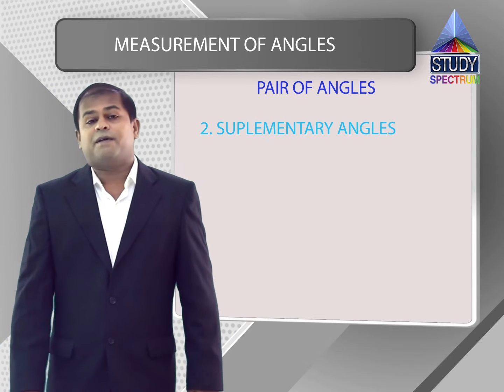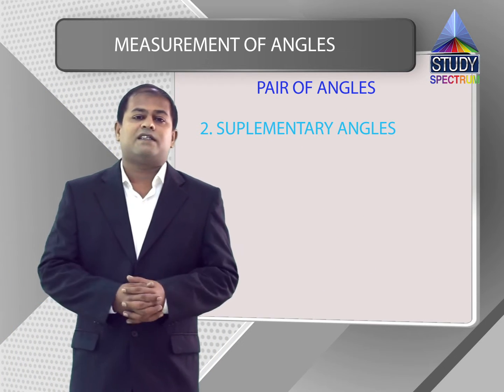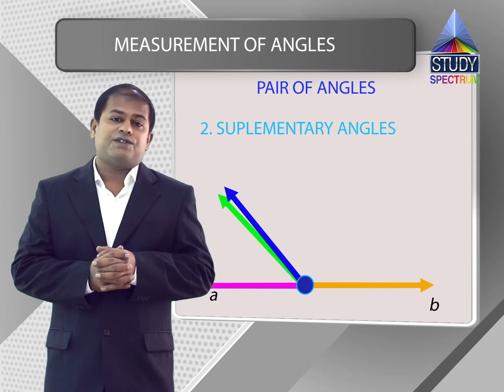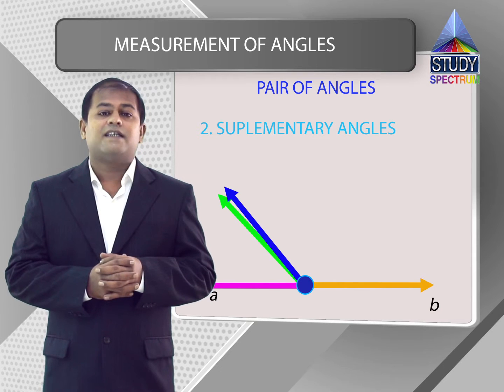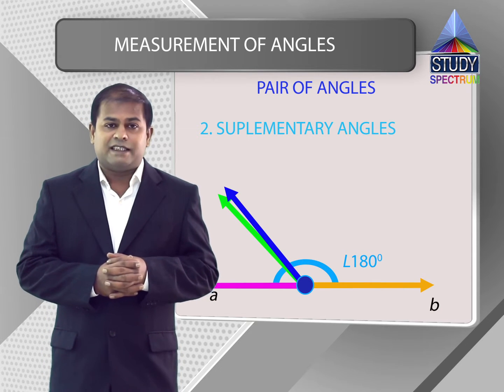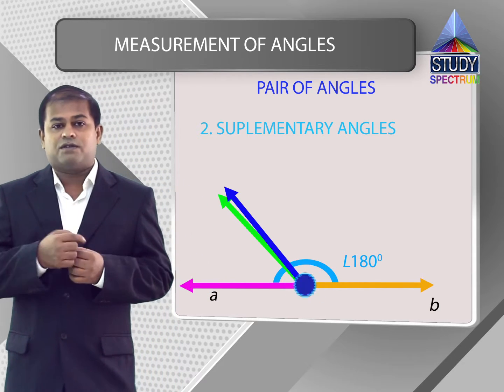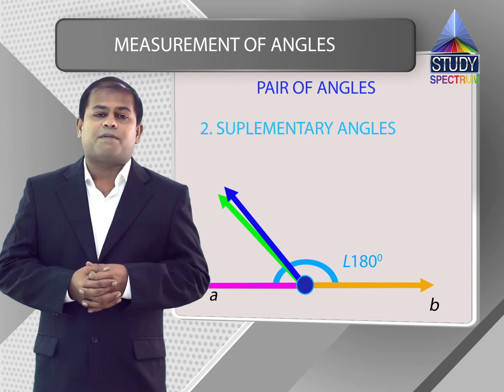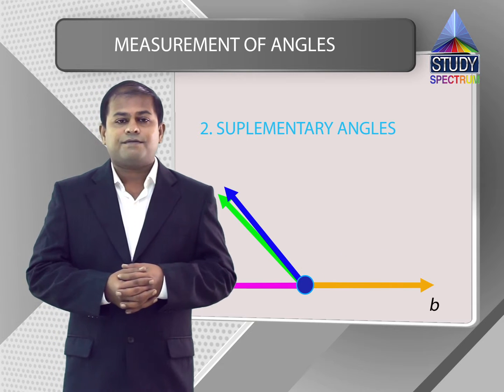One more word, supplementary angles. When do we say that two angles are supplementary? A similar definition. If the sum of measures of two angles is equal to 180 degree, then we say the two angles are supplementary.